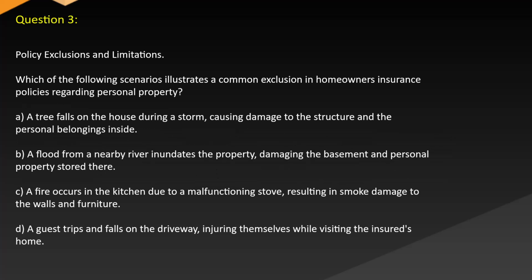Question 3. Policy exclusions and limitations. Which of the following scenarios illustrates a common exclusion in homeowners insurance policies regarding personal property? A. The tree falls on the house during a storm, causing damage to the structure and the personal belongings inside. B. A flood from a nearby river inundates the property, damaging the basement and personal property stored there. C. The fire occurs in the kitchen due to a malfunctioning stove, resulting in smoke damage to the walls and furniture. D. The guest trips and falls on the driveway, injuring themselves while visiting the insured's home.